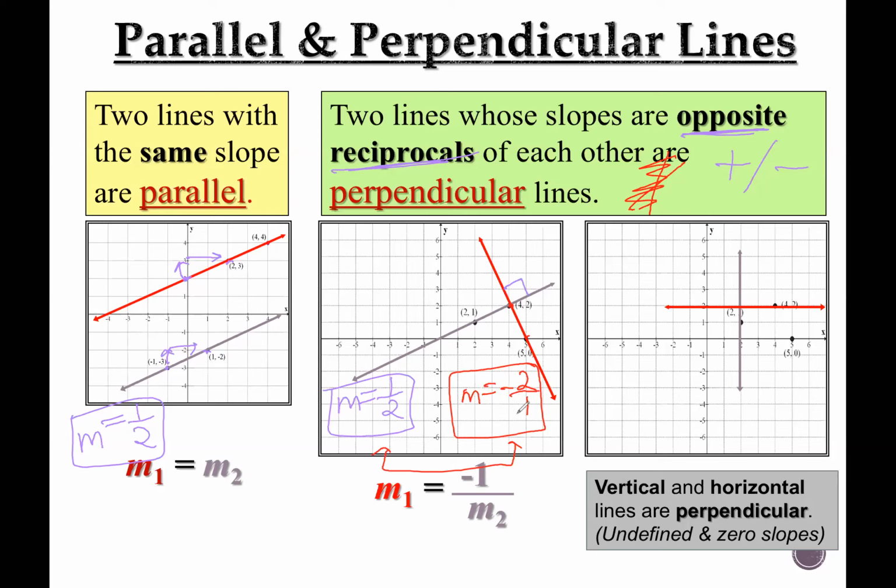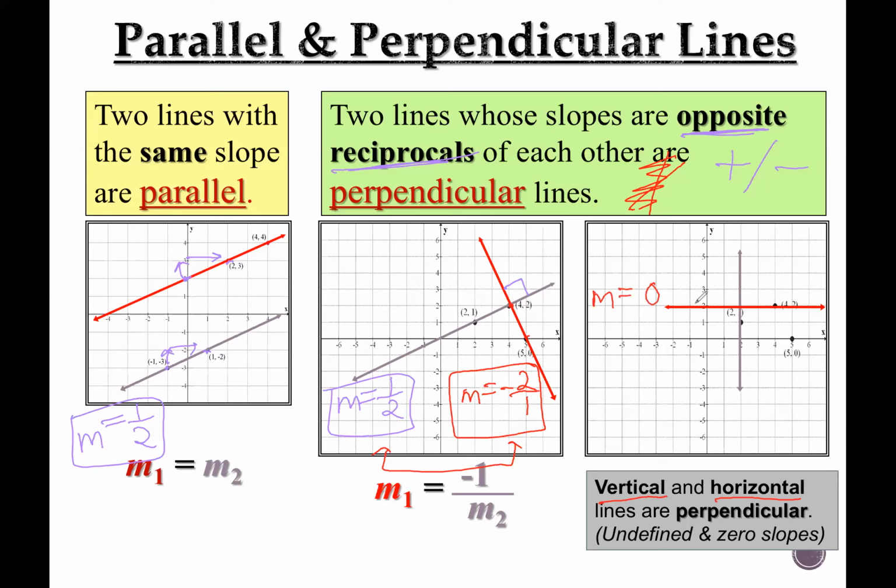But again, it's going to come back to slope. Compare the slopes, they should have opposite signs and they should be reciprocals. The one exception to that is vertical and horizontal lines. Those are automatically perpendicular. One line has a slope that's 0.